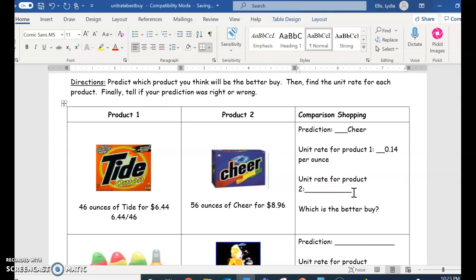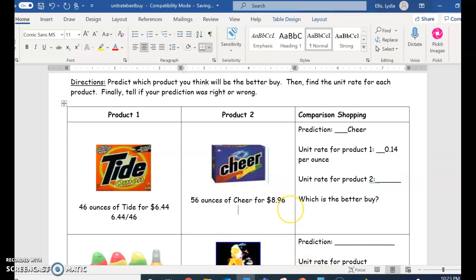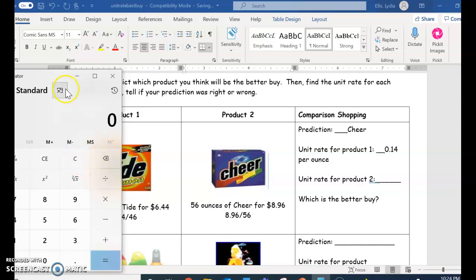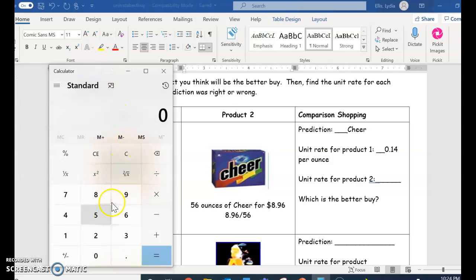So now I'm going to find the unit rate for product 2, and I'm going to do the same thing. I'm taking the dollar amount, $8.96, dividing it by 56 ounces, because that's how many ounces are in the Cheer, and I'm going to put that in the calculator. $8.96 divided by 56. And I get 16 cents per ounce.